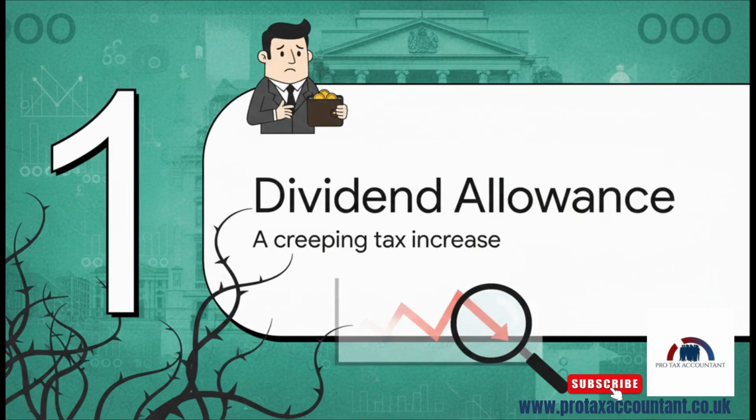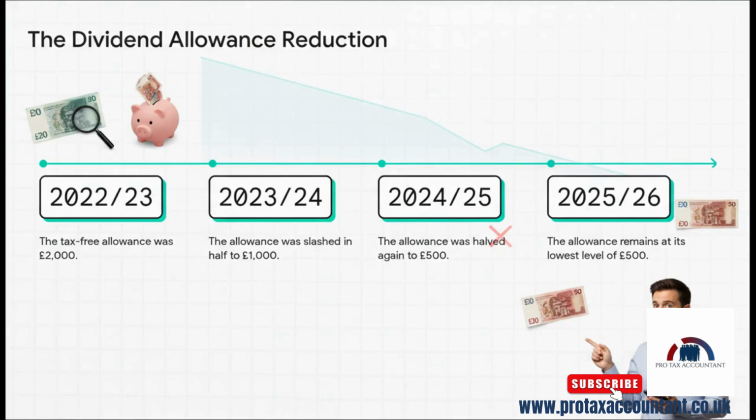We're calling this a creeping tax increase, for a very good reason. Many business owners are simply unprepared for the impact of this shrinking dividend allowance, and it's absolutely vital to understand what it means for your finances. What's really striking here is just how quickly this has all happened. I mean, look at the timeline. Back in the 2022/23 tax year, you had a £2,000 tax-free buffer. The very next year, that was slashed to £1,000. In 2024/25, it was halved again to £500, and that's the level it's staying at for the 2025/26 tax year.